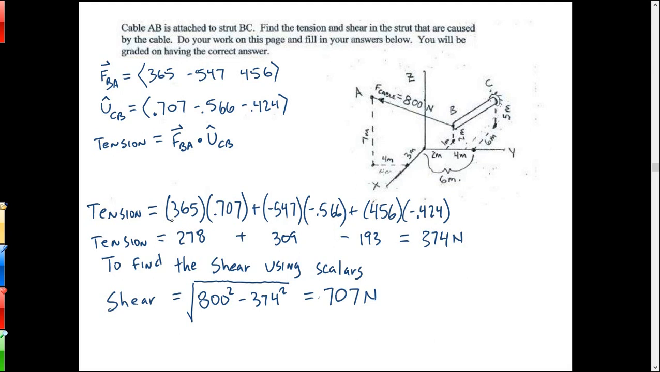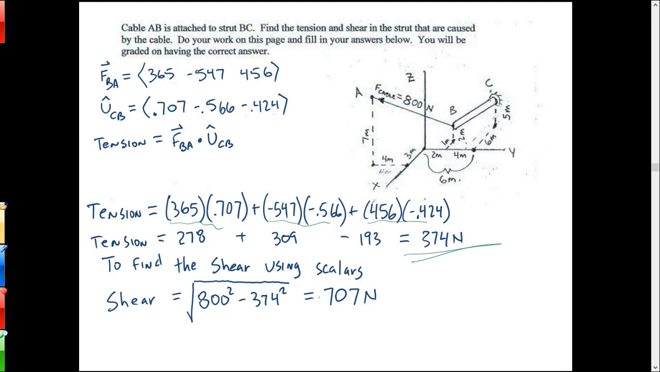Okay, so I take the like components and multiply them together. So fx with ux, fy with uy, fz with uz, multiply them together, add up the products, carry my signs along, and I'll get 374.